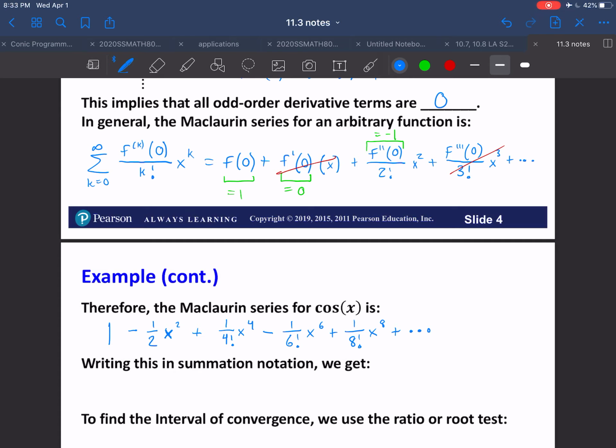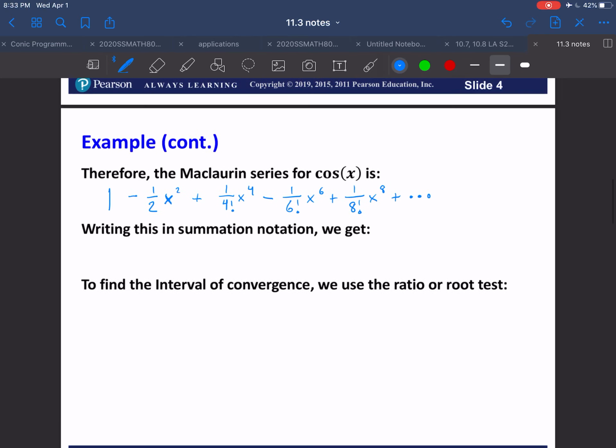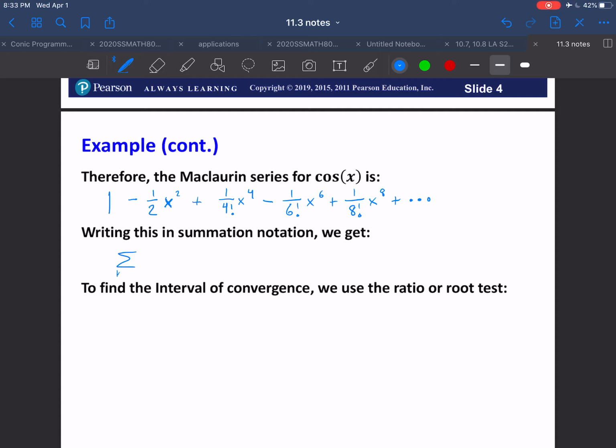And this should look familiar, right? Because this is the Taylor polynomial for cosine of x if we stopped at 8, if n was equal to 8. And so if we want to write this with a summation notation, then the way that we might go about doing that is by saying the sum from k equals 0 to infinity. Let me just go ahead and write what the general form is. This is f^(k) of 0 over k factorial times x to the k. We would write it, in this case, as k equals 0 to infinity.